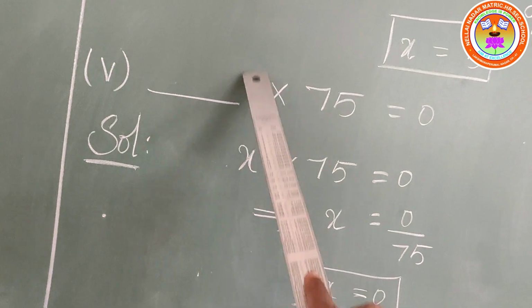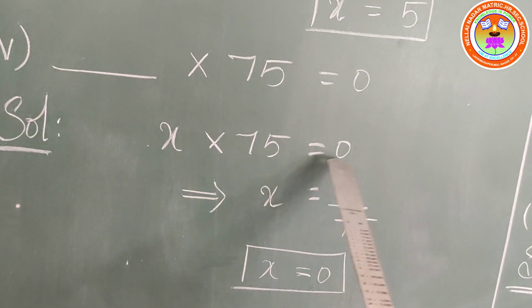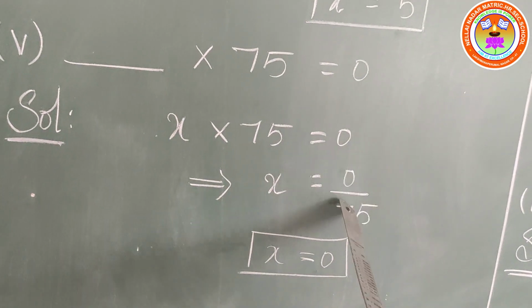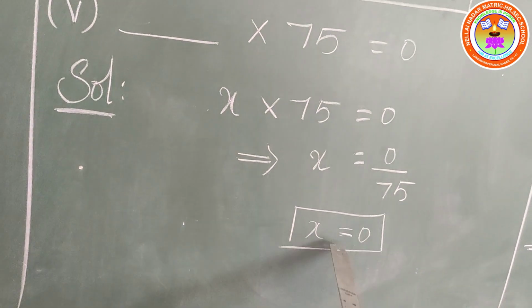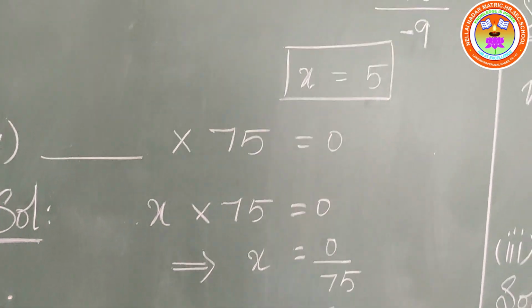Take the unknown value as x. x multiplied with 75 will give you 0. Now transposing the 75 to the other side, 0 divided by 75 is what? It is 0. Therefore the value of x is what? 0. Yes? Understood, children? Yes.